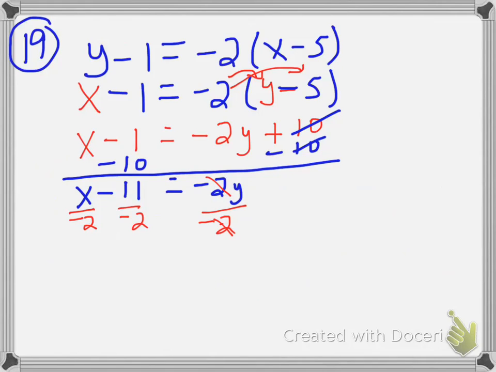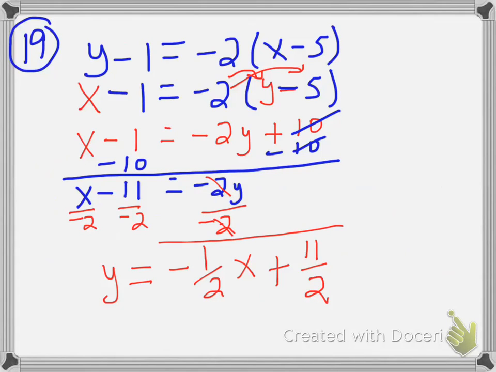So that leaves us, I'm going to put the y back over on the left. So it's going to be y equals, that's a 1x divided by negative 2. So I'm going to make that a negative 1 half x. And then that's a negative divided by negative, which is a positive. And since 11 over 2 will not reduce, I'm going to leave that as 11 over 2. And that is your answer. y equals negative 1 half x plus 11 over 2.